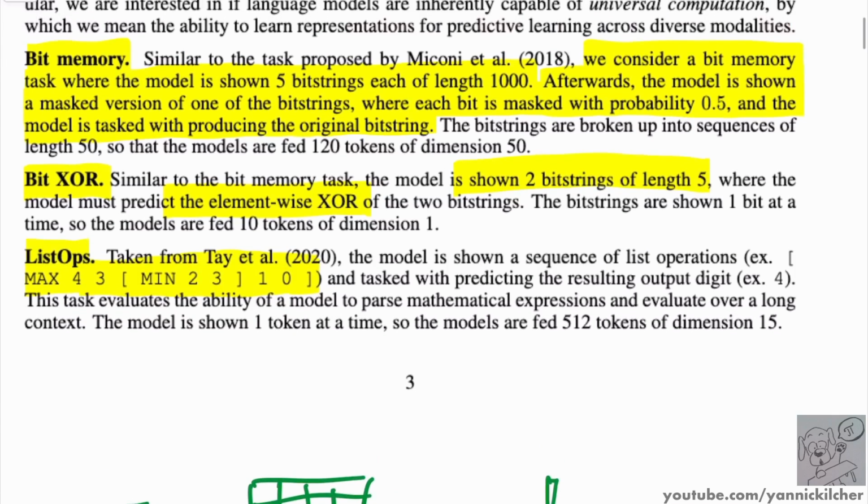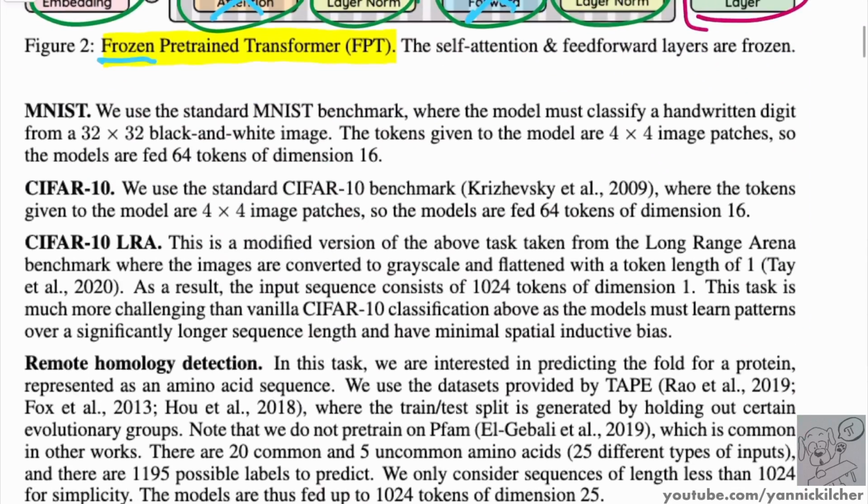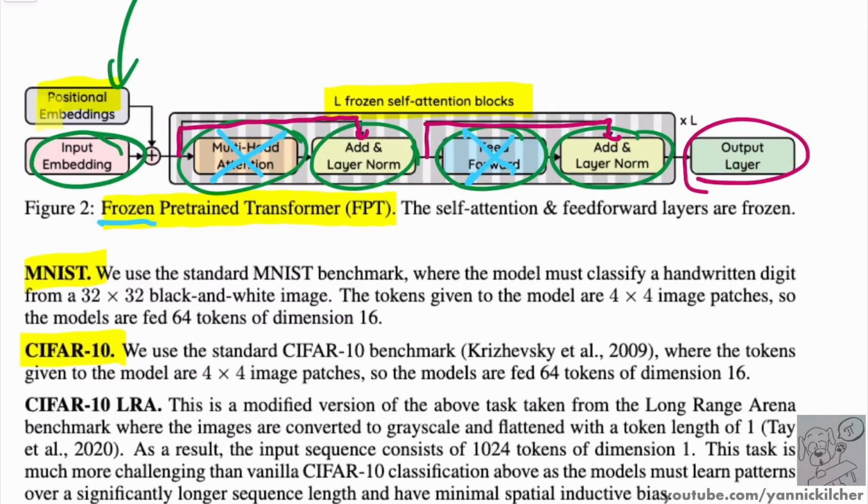So now it turns out that if you think of the bit memory, that's already pretty similar to language, right? Bit XOR, maybe not. List ops, we're going to see that these models perform fairly poorly on the list ops task. And then the last one is computer vision. So MNIST and C410 is the classic vision transformer domain, but still they take the transformer that's pre-trained on language and simply fine-tune the positional embeddings, the input embeddings, the output layer, and the LayerNorm parameters.